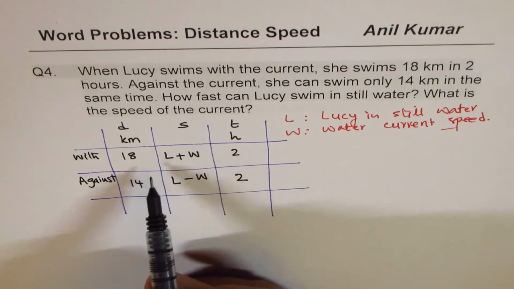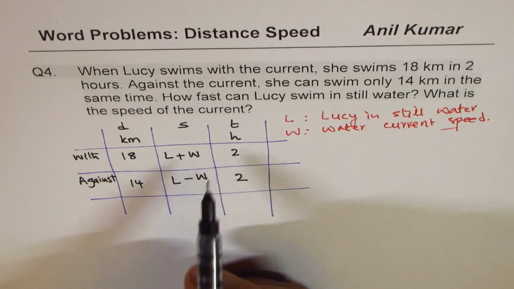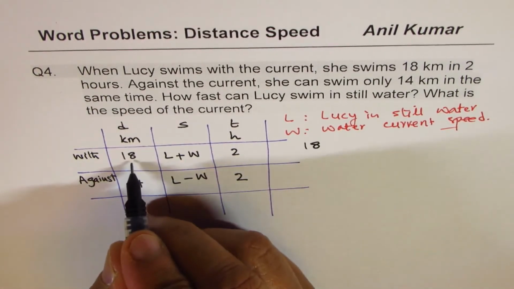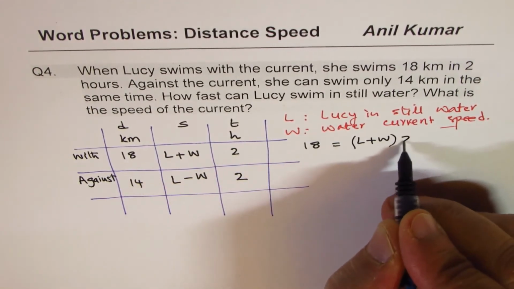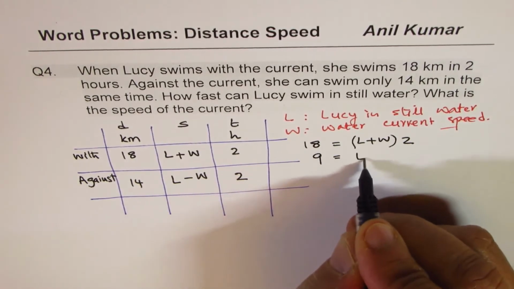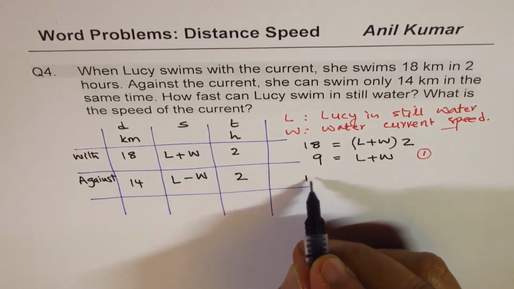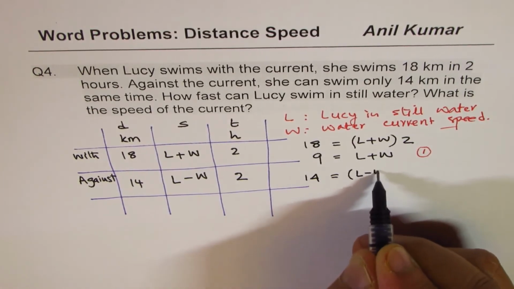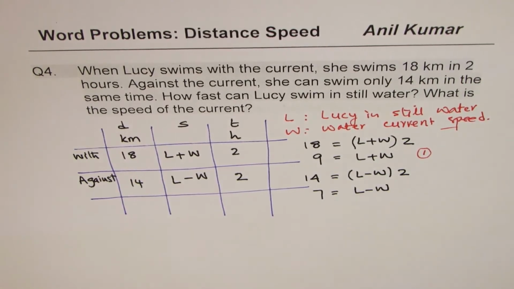Distance is speed into time. So in all my questions, I'm avoiding fractions. This helps us write linear equations. So we get distance of 18 is speed of L plus W times time of 2 hours. We can simplify. Divide by 2. So we get 9 equals L plus W, right? This is my equation number 1. Second equation: 14 equals L minus W times 2. Divide, you get 7 equals L minus W. This is my equation number 2.